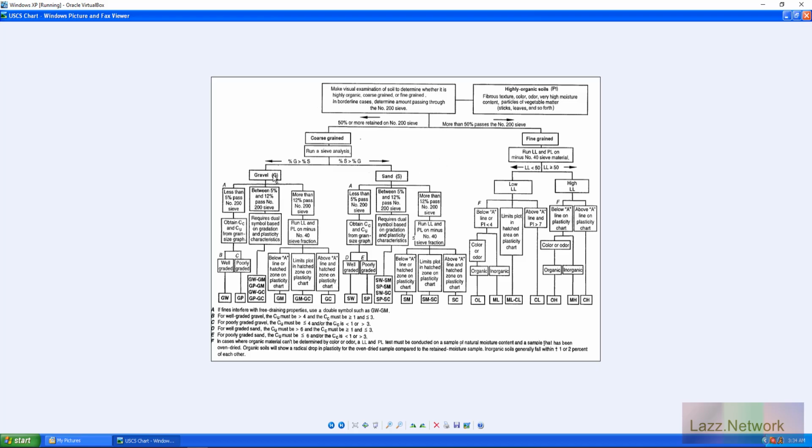Now I can tell you, usually when it comes to sands and gravel, they're usually not plastic. Usually you'll have silts in it, and if it has a lot of silts, that's what's going to make it go past your 12% mark.